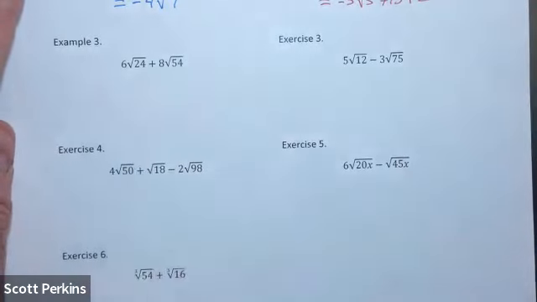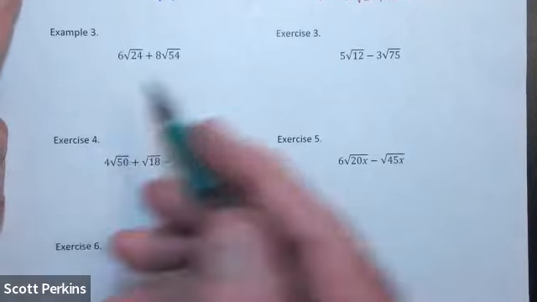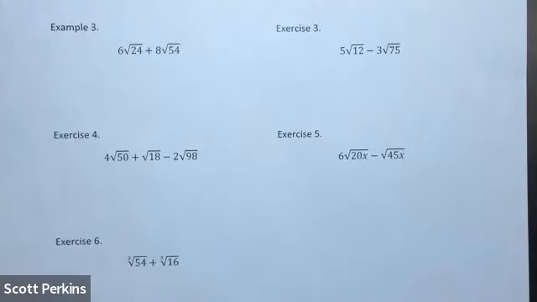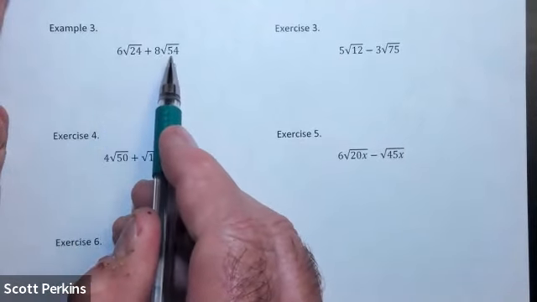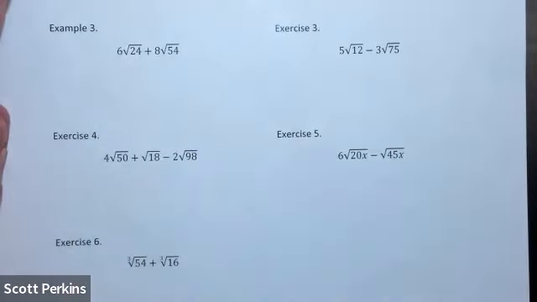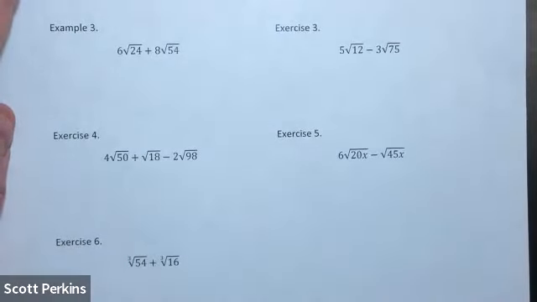Sometimes we're given radicals that are not like terms at first glance, but we just spent some time in the previous section simplifying things like this. So our last few problems is just practicing what we did in the previous section. So I'm going to work through example three with you, and then you've got a few other examples that you're going to do. So this first one, 6 square root of 24 plus 8 square root of 54, those are not like terms. So before I give up on the problem, though, I know I can simplify those radicals.